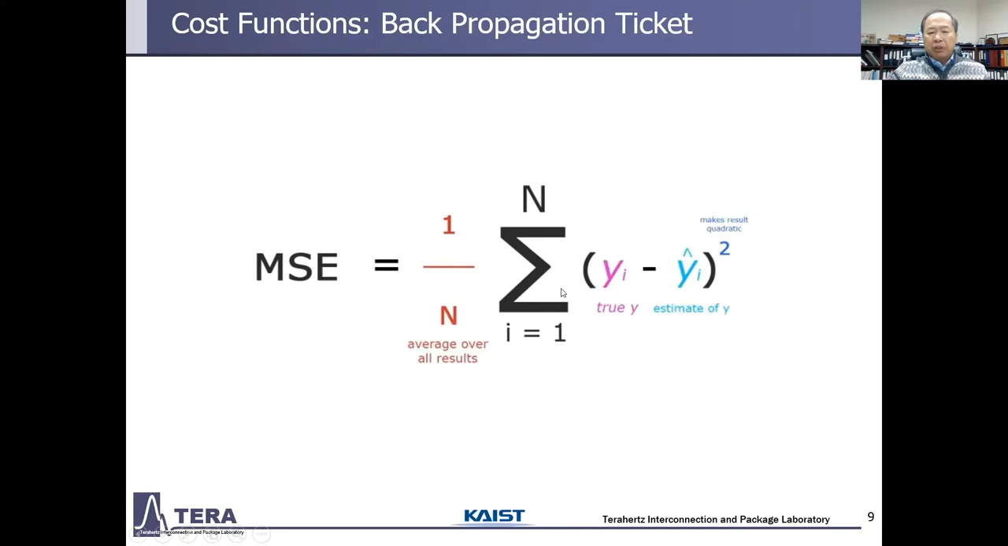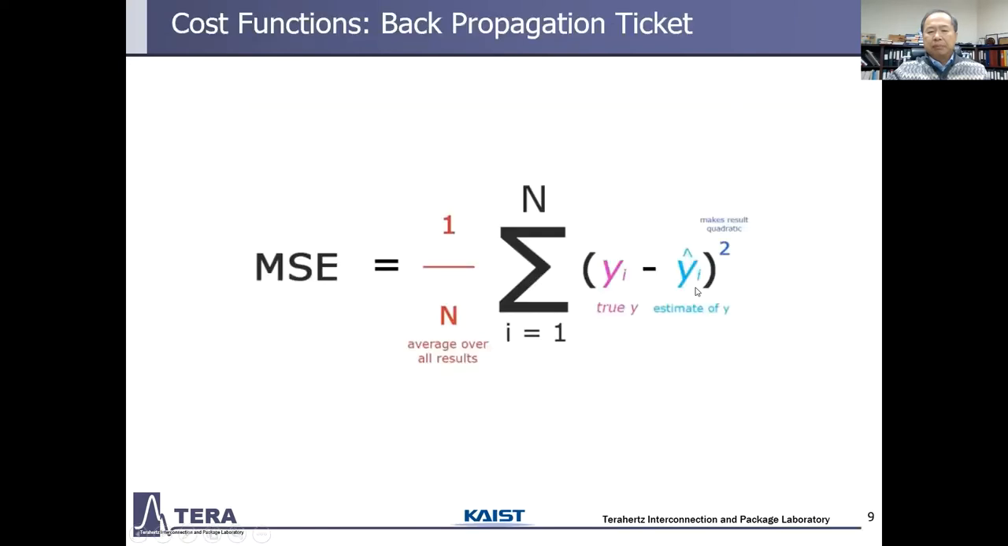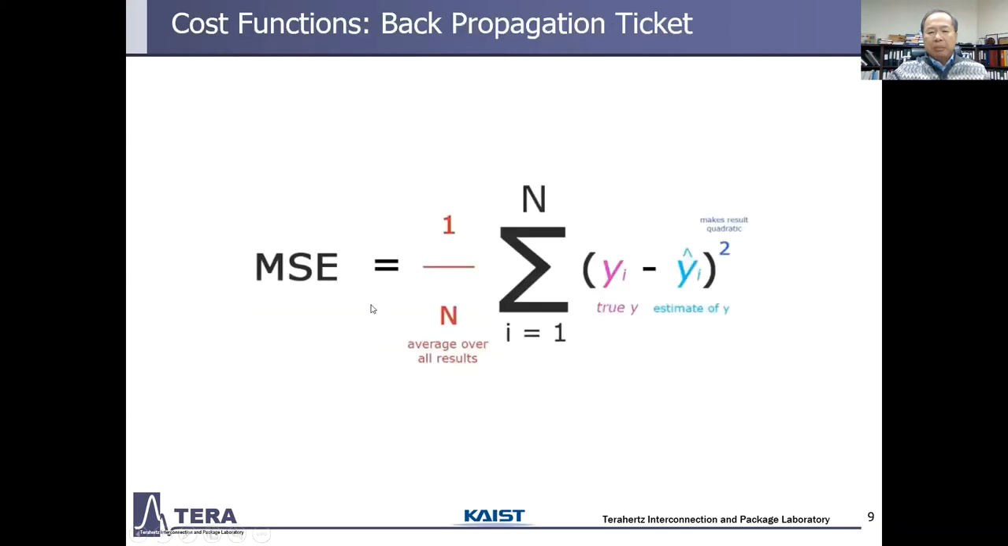In the mean square error function, yi is the true value and yi' is the estimated value. The difference is squared and summed over all the elements. So we sum the errors of all the elements of the output layer, and this function is called the mean square error. We repeat the forward propagation and backward propagation until this mean square error function becomes minimal. When the error function becomes minimal, we stop the training process.